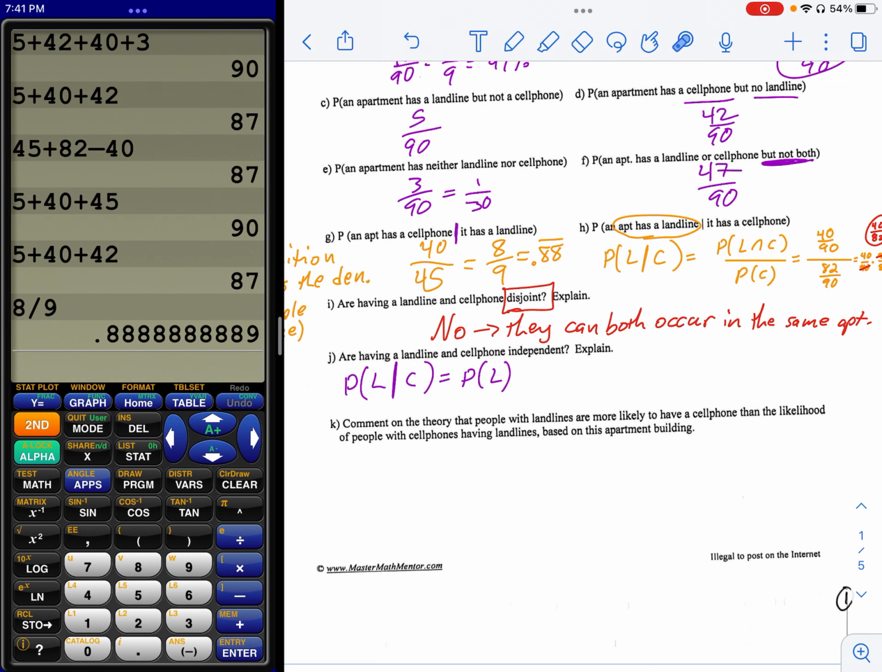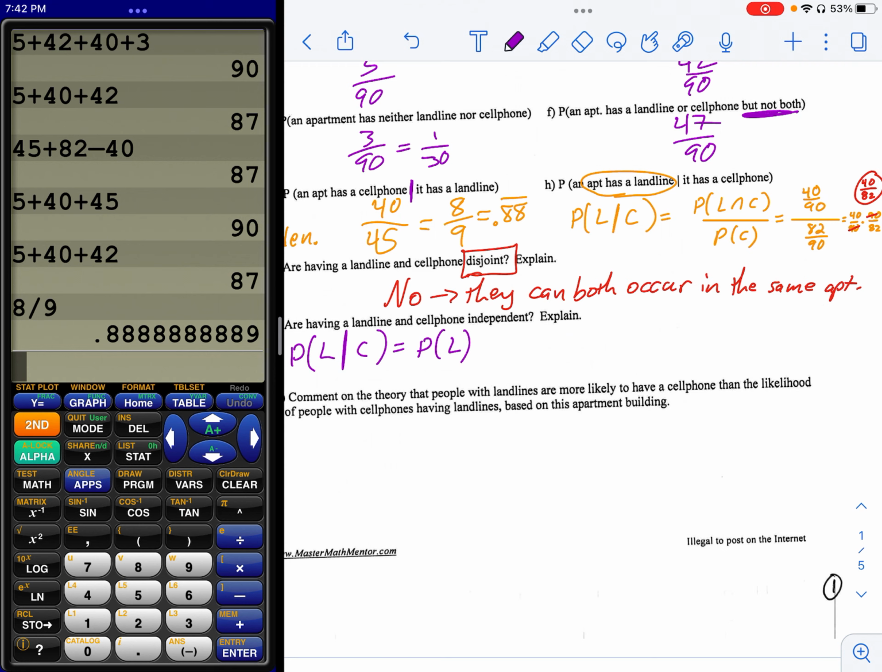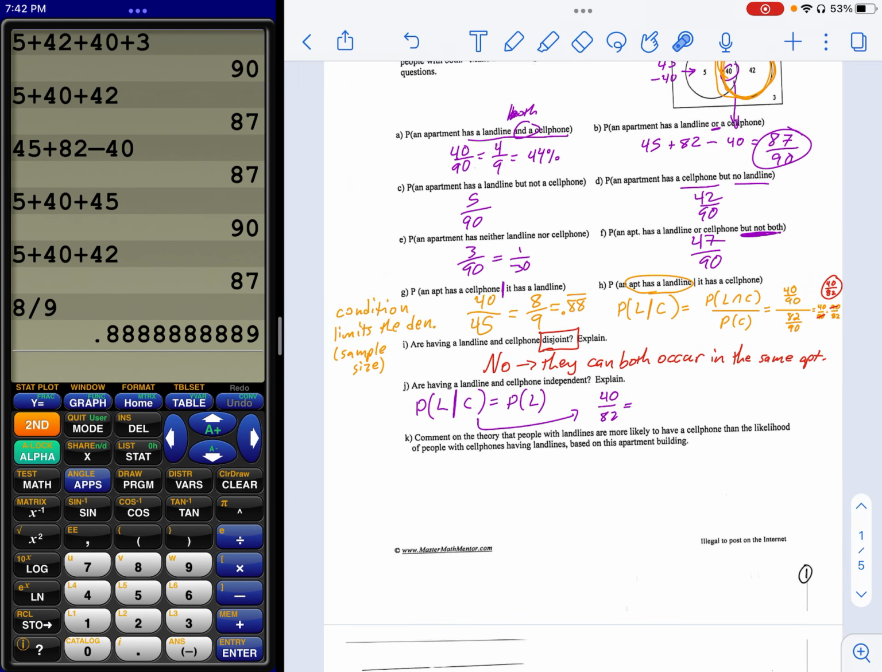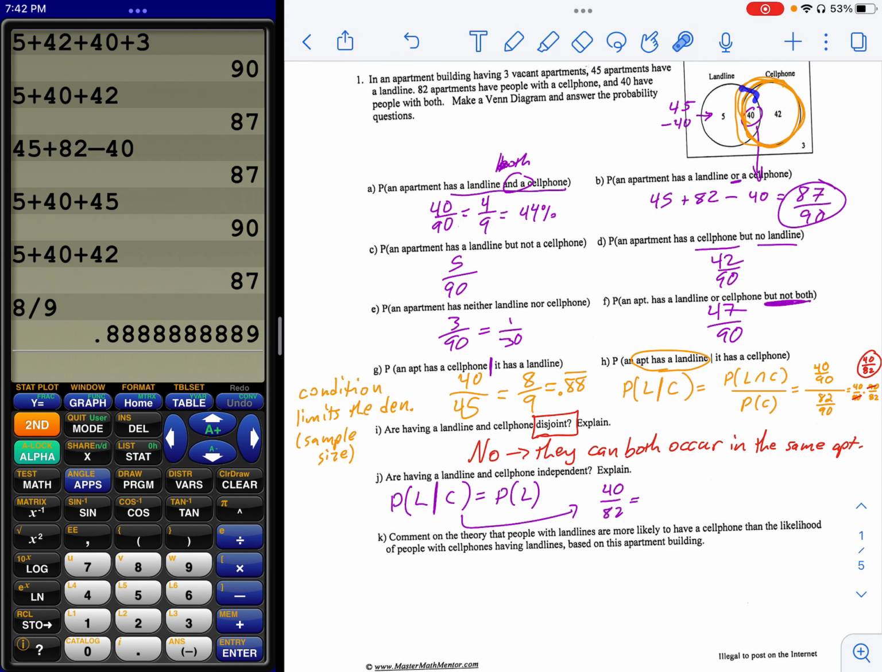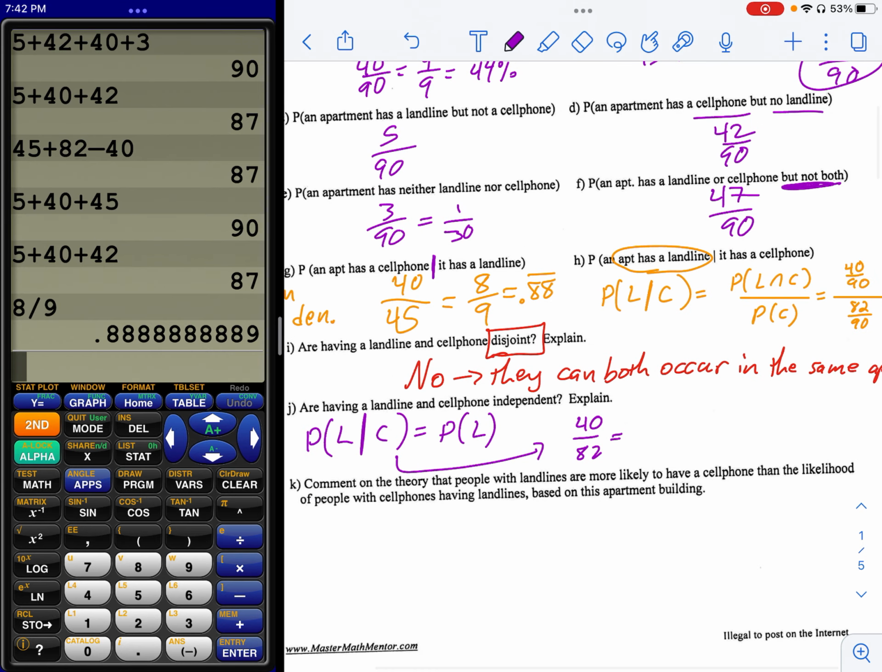Is this true? Okay, so let's find this, which we actually did right here, didn't we? We did that right here, and we got 40 out of 82. Okay, so 40 out of 82. Does that equal the probability of a landline? If you just pick any old random apartment, what's the probability it has a landline? Well, that's this circle. 45 apartments have a landline. 45 out of 90, because there's no condition on this side.